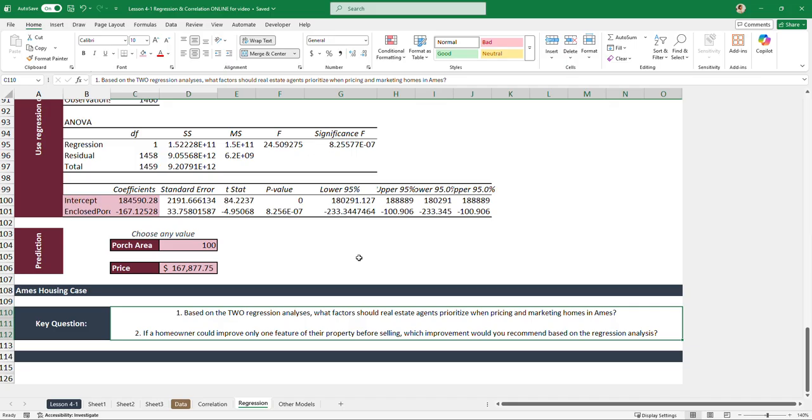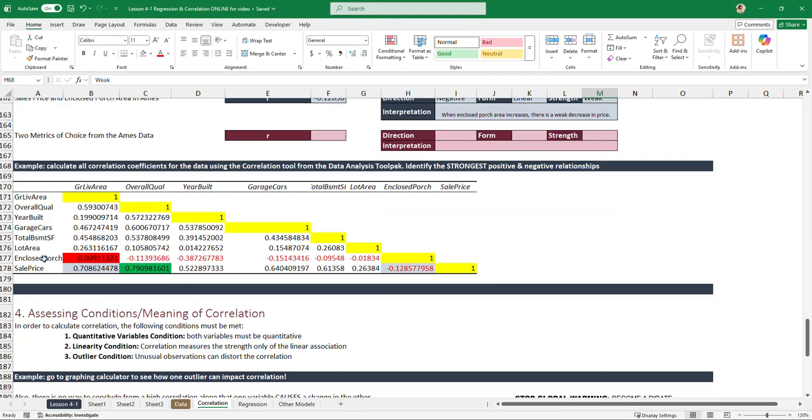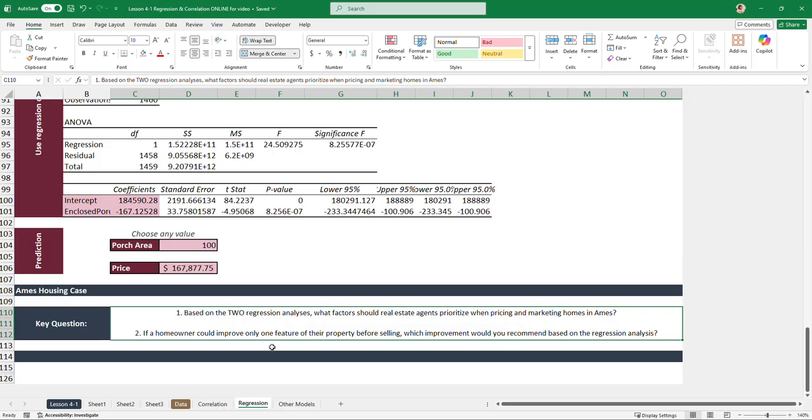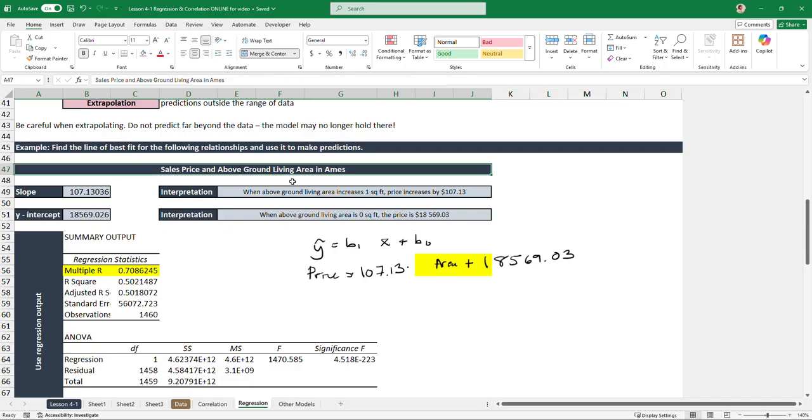But we didn't do the regressions for every single variable because that would be quite time consuming. You'd have to do all of the different relationships like we have in this correlation matrix, like maybe sales price with quality, sales price with year built, to actually see the impact of every single variable. If a homeowner could only improve one feature, which improvement would you recommend based on the regression? Again, between these two, having a porch decreases price. Above ground living area increases price.